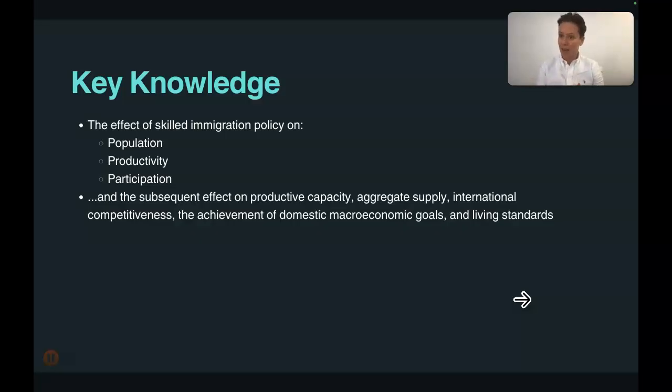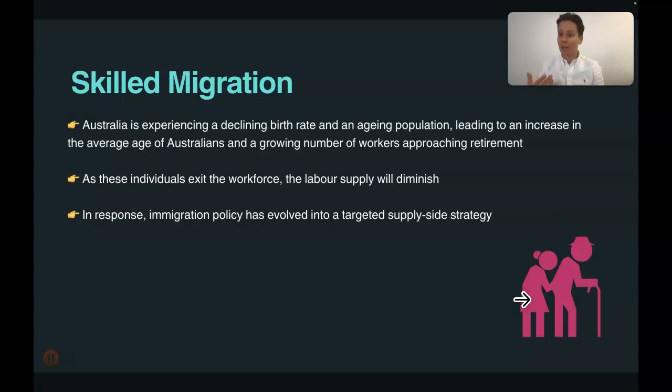And just like investment in infrastructure, we're then going to look at how it impacts international competitiveness, the goals and living standards. So the back end of this video should start to look quite familiar as we are presenting similar arguments, but obviously through a different policy. So what's going on with skilled migration in Australia?